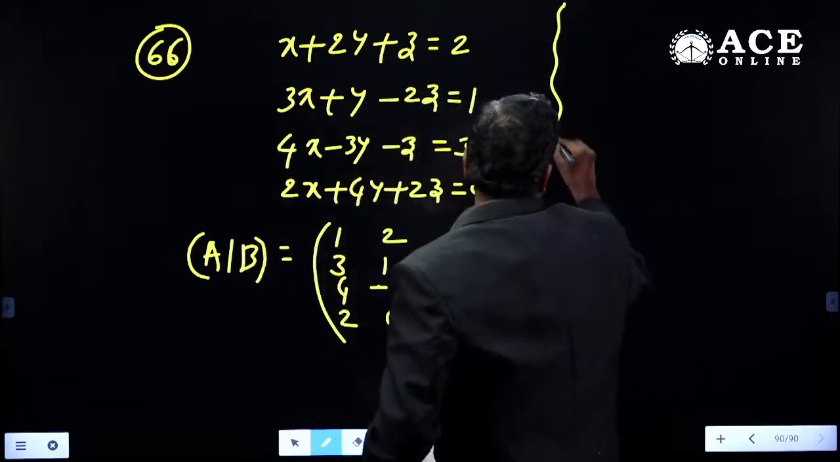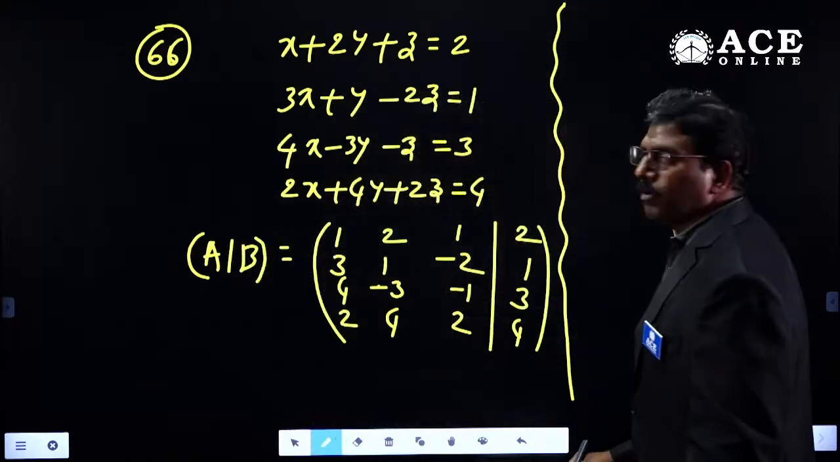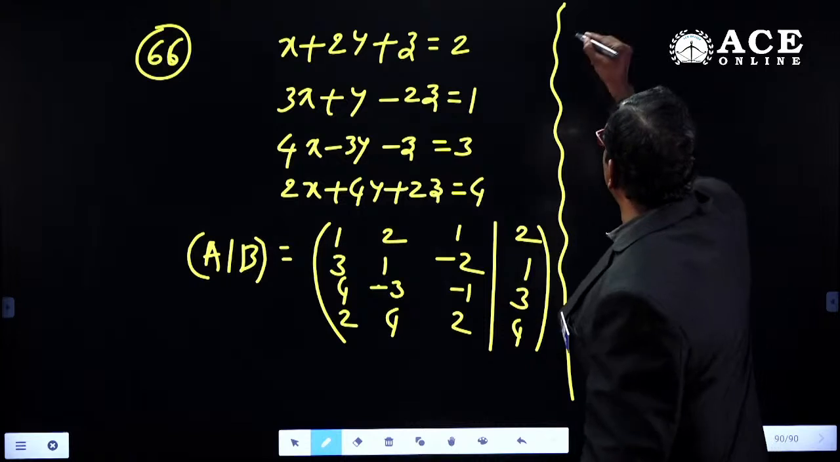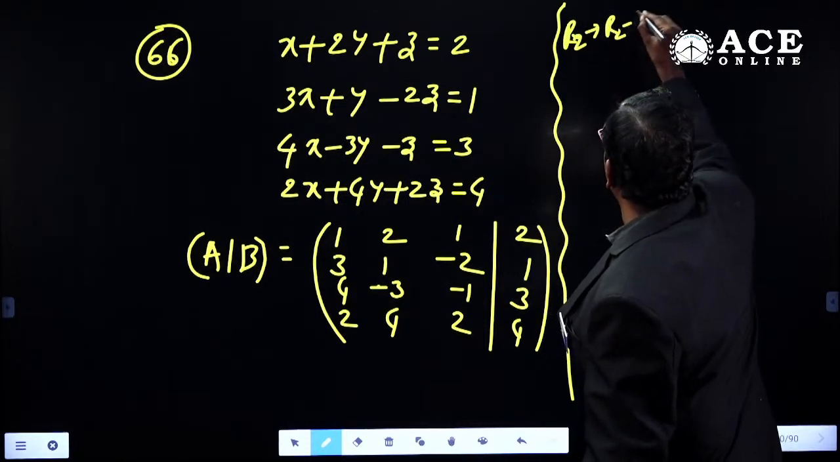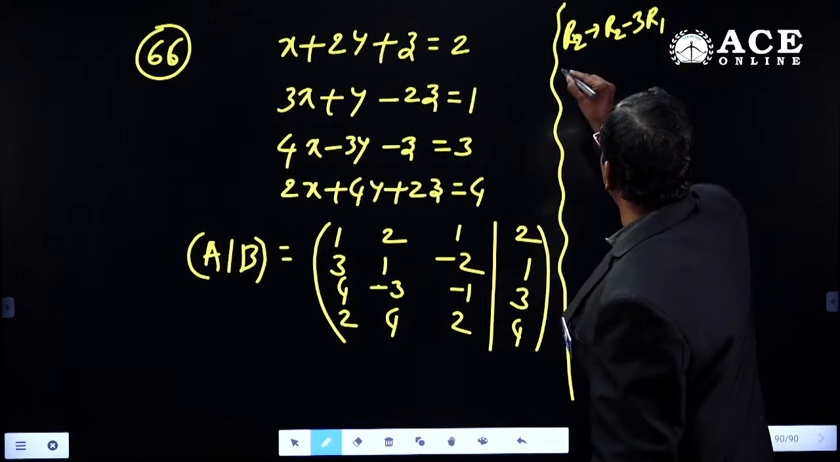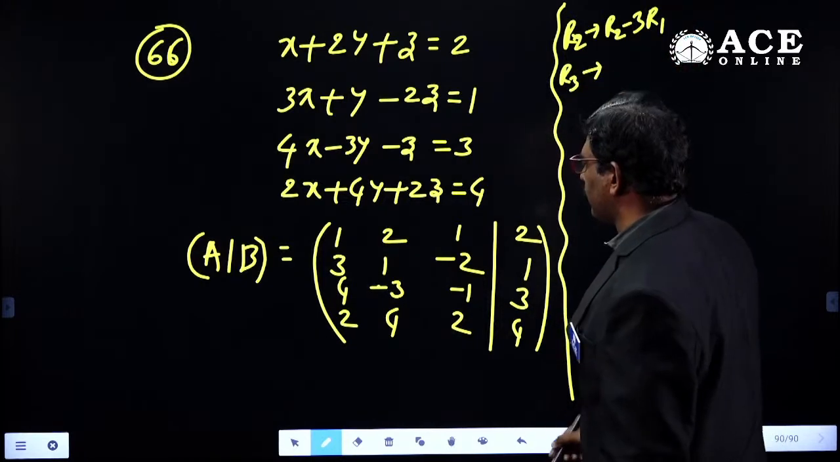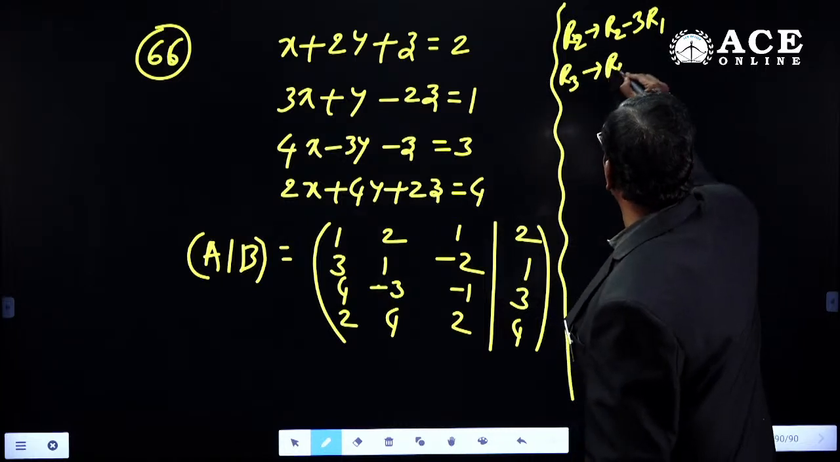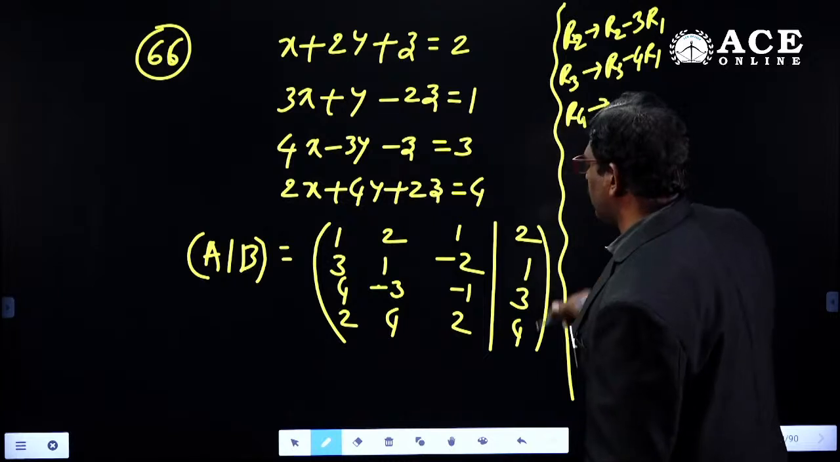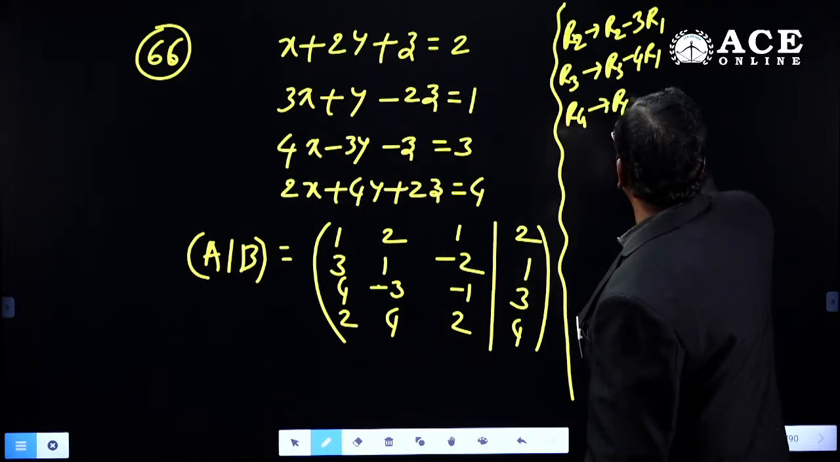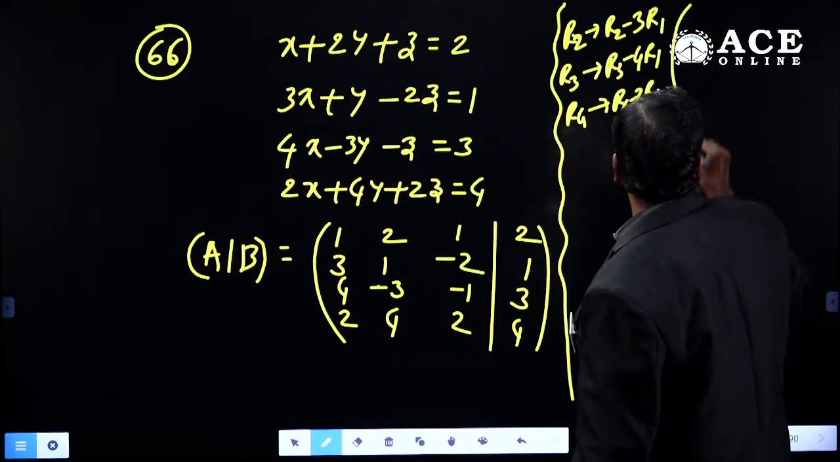Now you see here, apply row operations and convert it into echelon form. R2 implies R2 minus 3R1. Okay, R3 implies R3 minus 4R1. R4 implies R4 minus 2R1. Then what is that matrix?